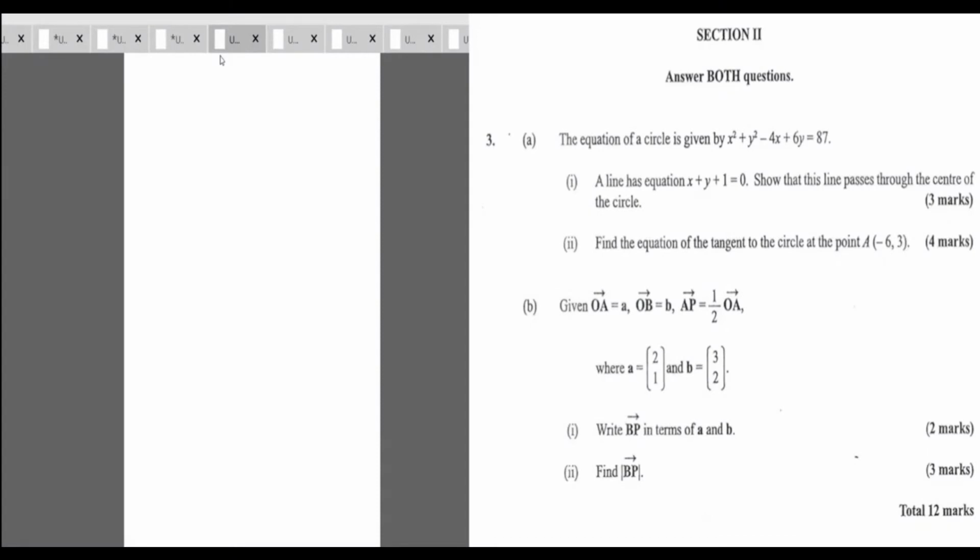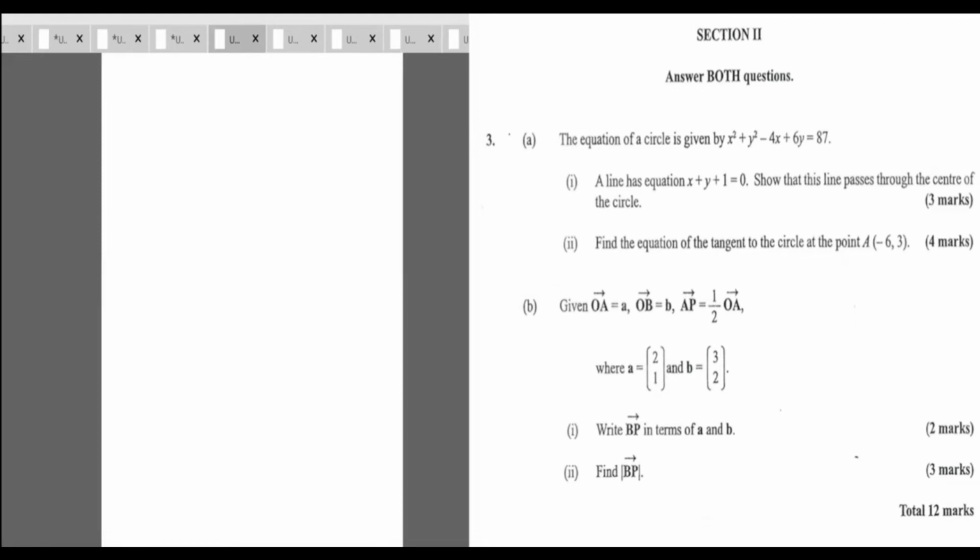x squared plus y squared minus 4x plus 6y equals 87. It says a line has an equation x plus y plus 1 equals 0. Show that the line passes through the center of the circle. Now, to show that the line passes through the center of the circle, we can show this.